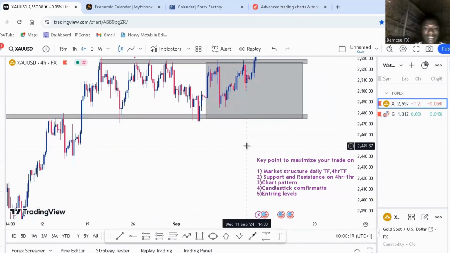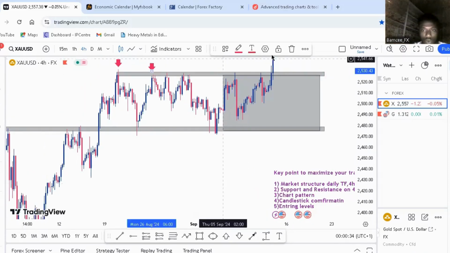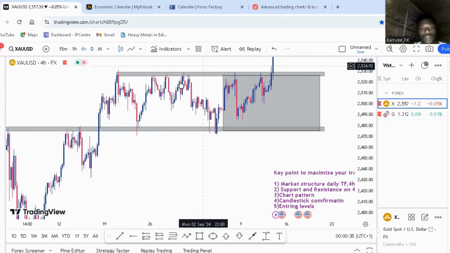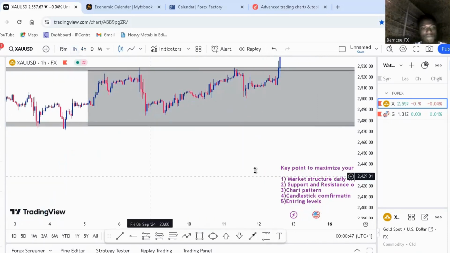Chart pattern. That's another key point to maximize your trade, because in every trend there's always a chart pattern that moves the market. There must be a chart pattern that moves that market. Now look very closely at what is happening on gold. Now on gold, we have this fourth touch on a strong resistance area that drew this market to the downside. So now let's move to 1 hour for our analysis.